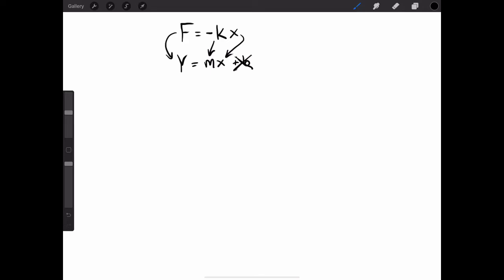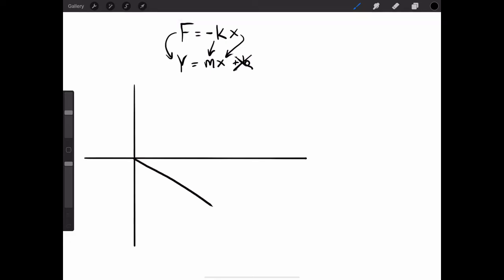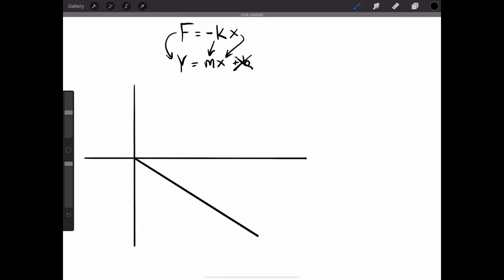I'm going to graph this. There's my y-axis. Here is my x-axis. Now, what are we going to see? Well, we're going to see a linear relationship between force and x, the distance displaced, which makes sense because the more you stretch a spring, the harder it is to pull, so the more force it has. So it's going to be a line kind of like this. And why is it negative? Well, that's because of the negative sign.